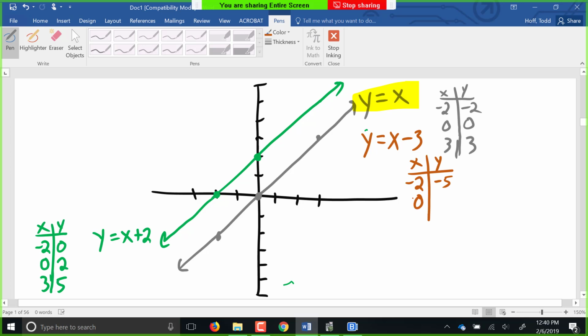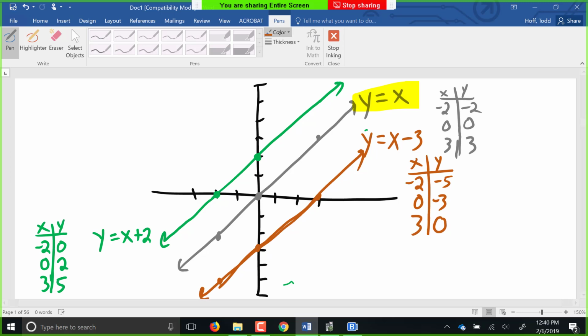If x is 0, y would be negative 3. And if x were 3, y would be 0. So we've got negative 2, negative 5; 0, negative 3; 3, 0. Once again, pretend my lines are straight. We see that that goes at the same angle across the graph. All that has changed is instead of going through the origin, it is moved down 3 spaces. So subtracting 3 from the x moves it down 3.